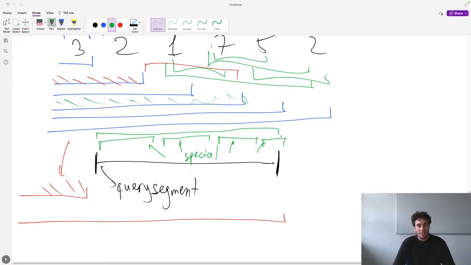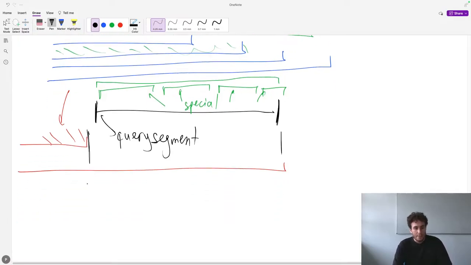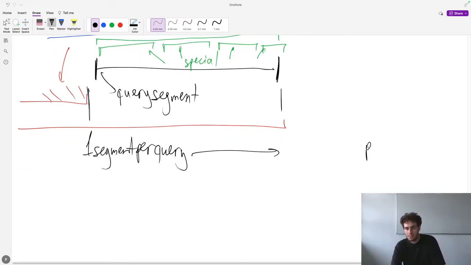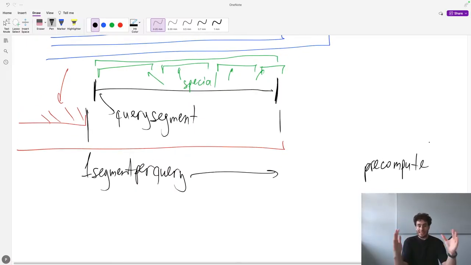With prefix sums, I use two segments, two prefixes. And I'm still cheating, because I'm subtracting. But let's forget about that. If I only want to use one segment, I'm not allowed to use more than one segment, and I still want to answer every query, then how many segments do I need to pre-compute? So if I want every possible segment that exists in the array to be represented with one segment that I pre-computed, this sounds kind of dumb. How many do I need? Yes, the answer in the chat is correct, n squared.